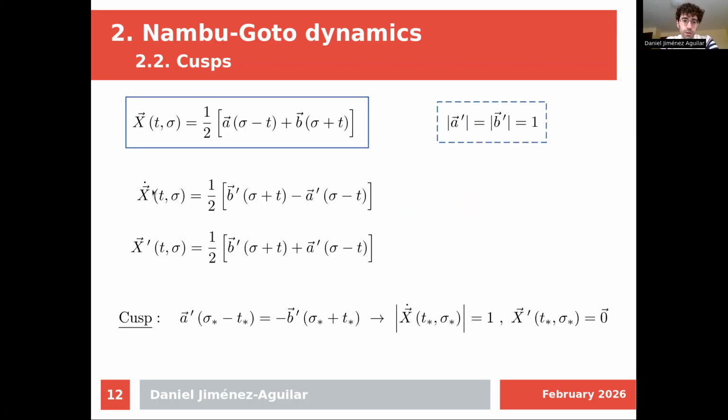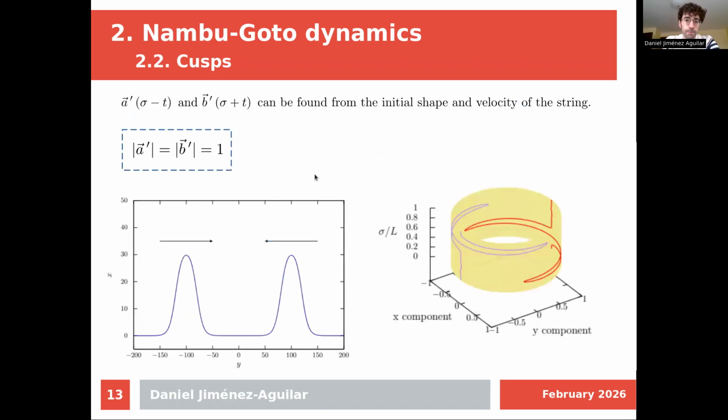Now from these two expressions, x dot and x prime, you can see that we can find A prime and B prime as functions of sigma at the initial time from the initial shape and the initial velocity of the string. Furthermore, since A prime and B prime are unit vectors, this means that we can draw them on the surface of the unit radius cylinder. For instance, consider this initial configuration. We have two wiggles on a straight string which are approaching. And from this initial data, we can find A prime and B prime, and we can draw them here.